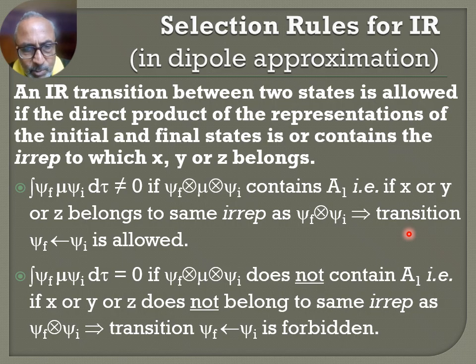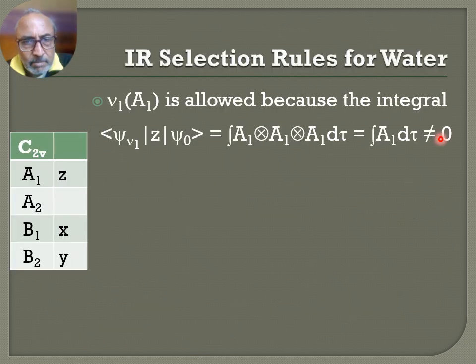The integral ψf μ ψi dτ is equal to 0 if the direct product of ψf times μ times ψi does not contain A1, the totally symmetric representation. Then the integral will go to 0. That is, if x or y or z does not belong to the same irreducible representation as the direct product of ψf and ψi, then the transition from ψi to ψf is forbidden.